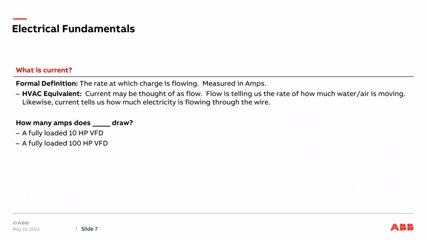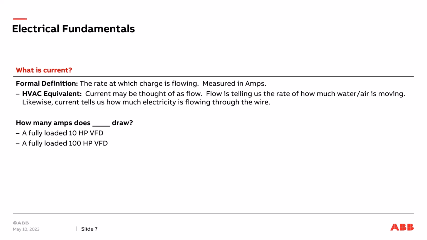What is current? The formal definition of current is the rate at which charge is flowing. It's measured in amps. The HVAC equivalent is that current may be taught as flow. Flow is telling us the rate and how much water or air is moving. Likewise, the current tells us how much electricity is flowing. So how many amps does a device draw?